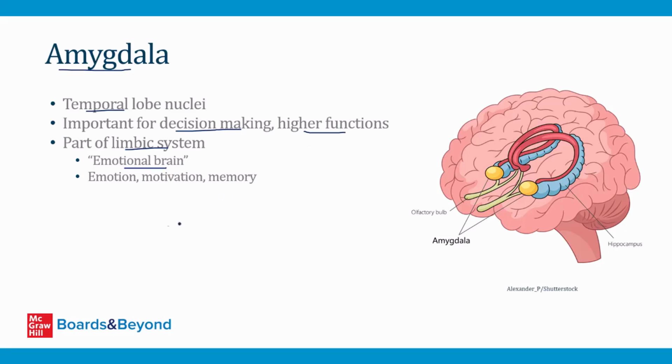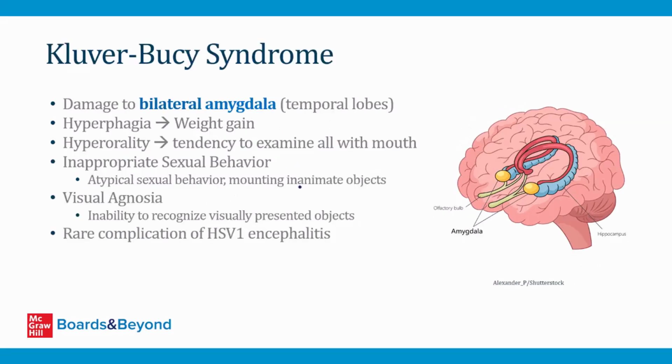This is a section of our brain that's important for emotions and motivation and also memory. And so the thing you want to know about the amygdala is that if you get damage to the bilateral amygdala, in other words, to both temporal lobes, to the amygdala region of the temporal lobes, patients will develop a rare neurologic syndrome called the Kluver-Bucy syndrome. This is all caused by damage to the bilateral amygdala in the temporal lobes.